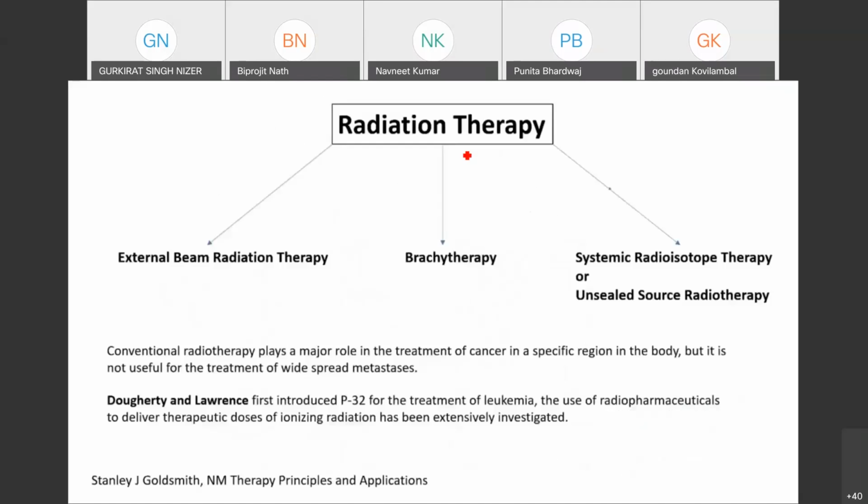Now again, if we classify radiation therapy as a whole, that's the branch of nuclear science which aims at treating cancer using radiation. So EBRT, which we call external beam radiation therapy, I guess those who are from radiation oncology are well familiar with this EBRT, Linac, and many more things. Also brachytherapy, and also we can treat cancer by means of systemic radioisotope therapy or unsealed source radiotherapy. Whatever sources we use over here are all unsealed sources, but whatever sources are used over here are all sealed sources.